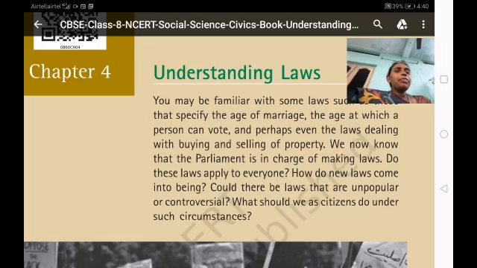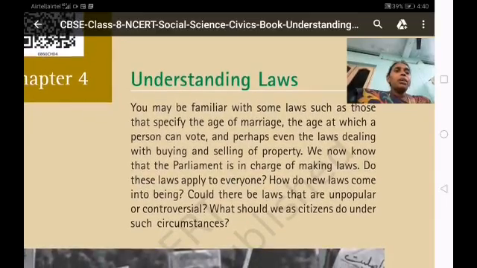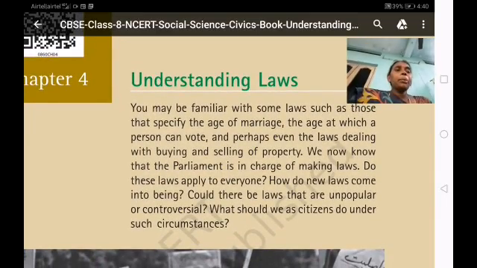In Political Life, in the previous class, you have learned about the parliament. In a parliament, what the members of the parliament are doing, how they are making the rules and regulations also. So what are the laws the parliament is making, especially what the constitution is providing as laws for the citizens also. So let us discuss Political Life Chapter 4, Understanding Laws.